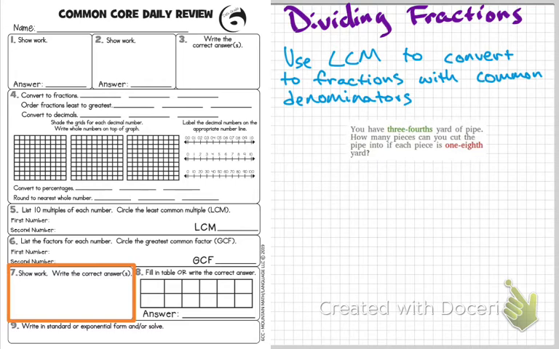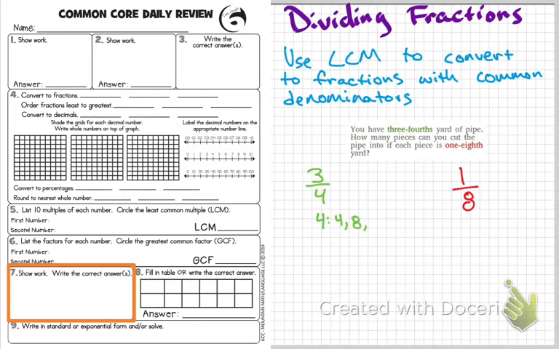Here it tells us that you have 3/4 yard of pipe, and we want to know how many pieces you can cut the pipe into if each piece is 1/8 of a yard. Well, the first thing I'm going to do is write down the numbers that are in that problem. I have 3/4 and I'm going to write down 1/8. And I notice right away that the denominators are not the same, and I need to get those to have denominators that are the same.